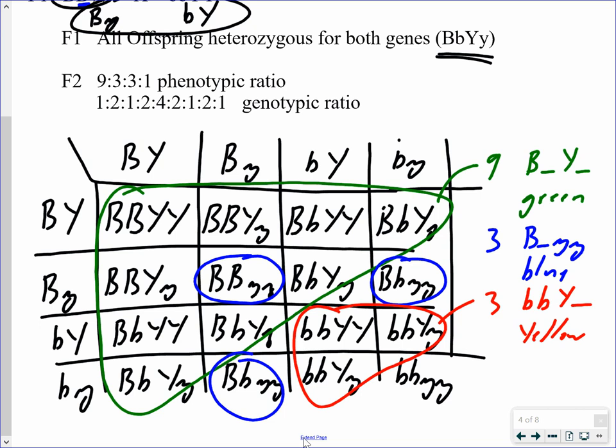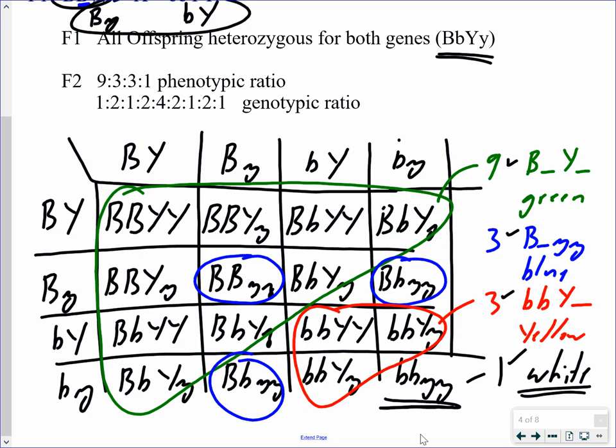So now the question is, the one remaining one that we have right at the lower right-hand side here, what color is this one going to be? We only have one of them, so notice this is a 9 to 3 to 3 to 1 ratio, that ratio that we've seen many times before with the 2-trait or the dihybrid crosses. This last one, in fact, is going to end up being white in color.